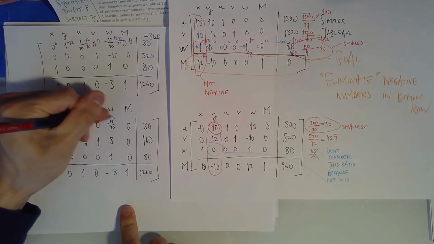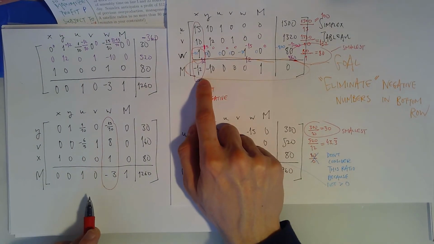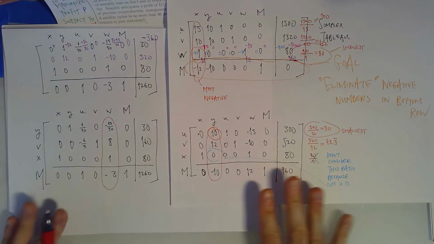Okay, so this is the only one that we can look at here. As before, if there were more negatives, then you have to choose the most negative. But because there's only one negative, this is the only one you choose. And if there are no negatives, then we would be done. But we're not done. So now we have to play the same game.